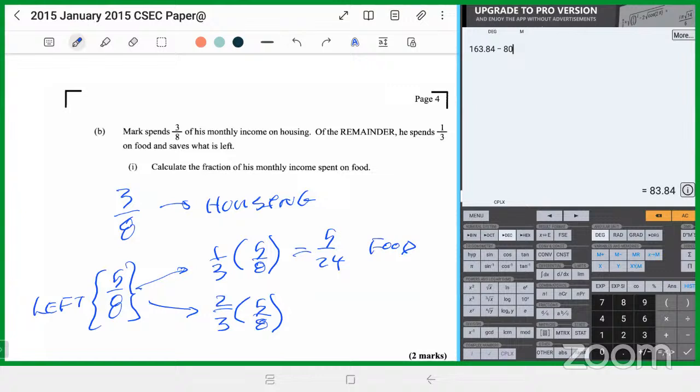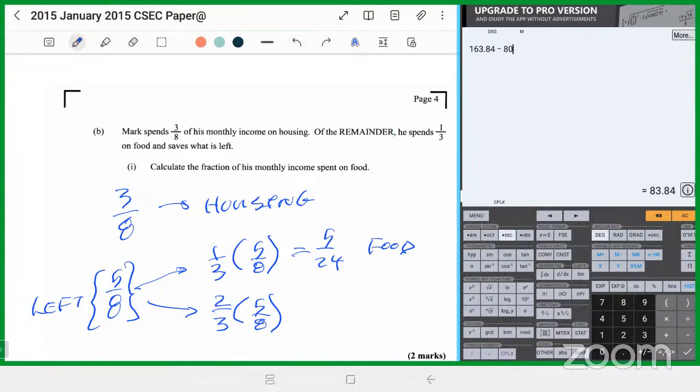Let's read it again. He spends 1/3 on food. It says of the remainder. Remember, the remainder is 5/8, right? That's the remainder. And put remainder right here instead of left. This is the remainder.